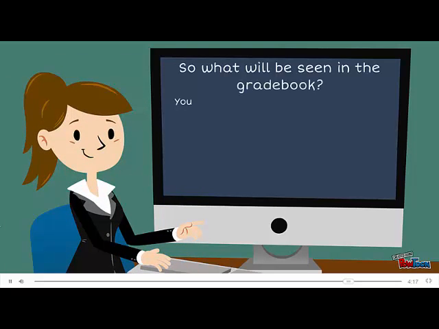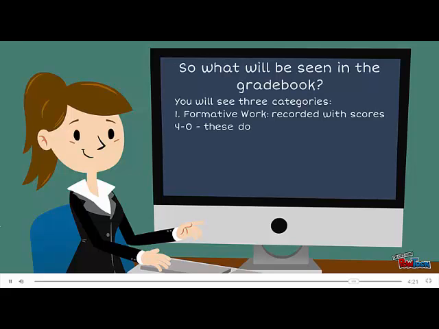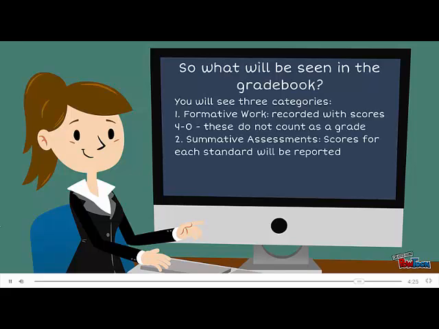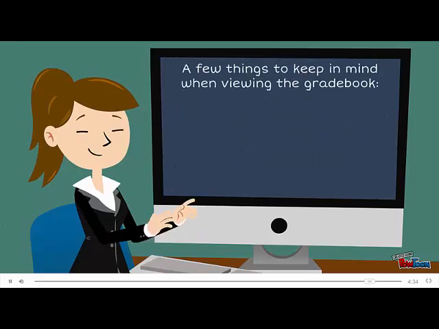So what will be seen in the gradebook? You're going to see 3 categories. The first is formative work, which will be recorded with scores from 4 to 0, but these don't count as a grade. Second is the summative assessments, and these will be reported again separately for each standard using a 4 through 0. Academic behaviors will also be communicated regularly.